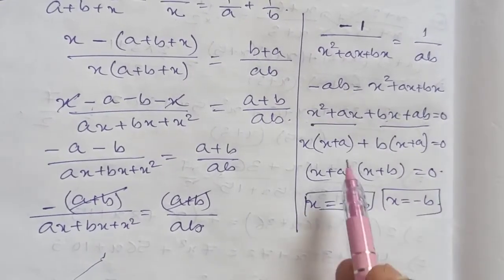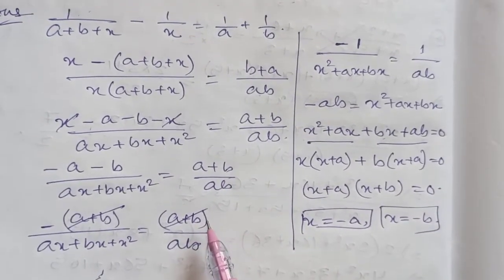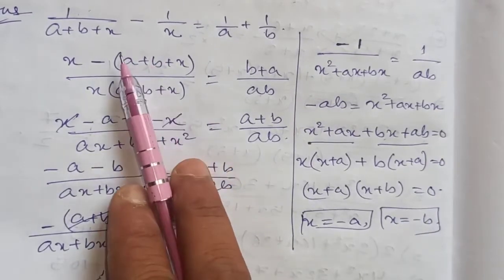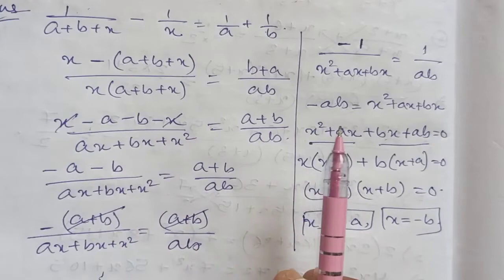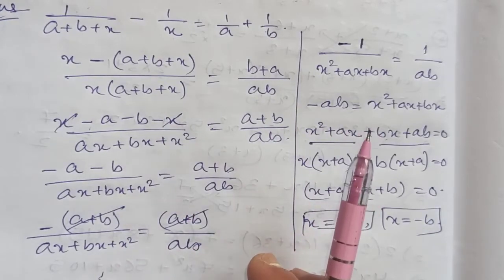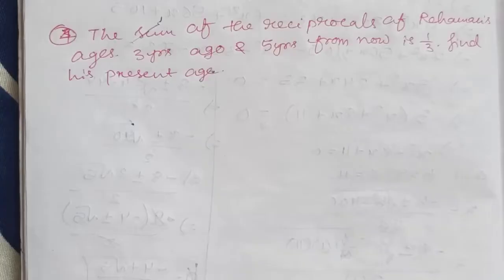Okay, so whenever there are 3 to 4 terms in the question, you make it equal on both sides, then you take out the LCM and you can easily get the answer. Okay, next. Now the fourth question.